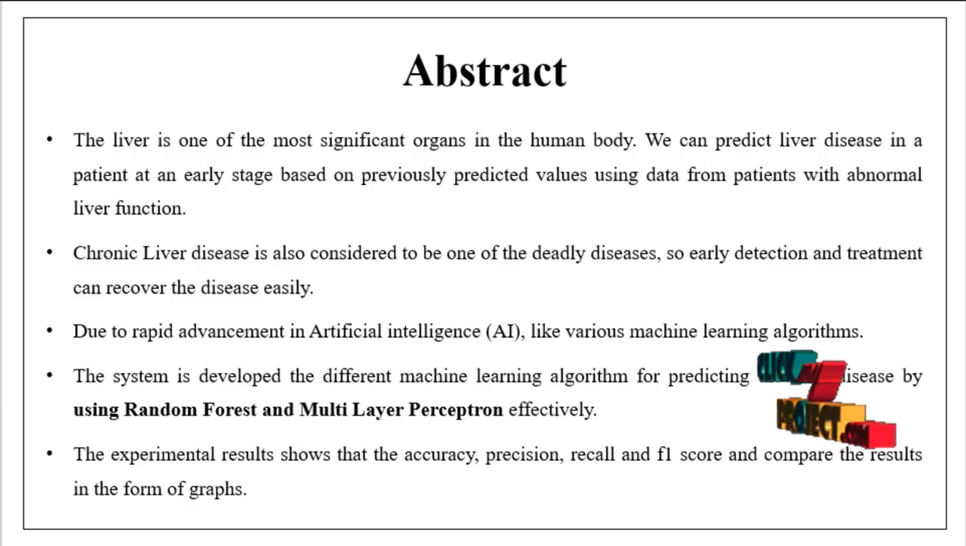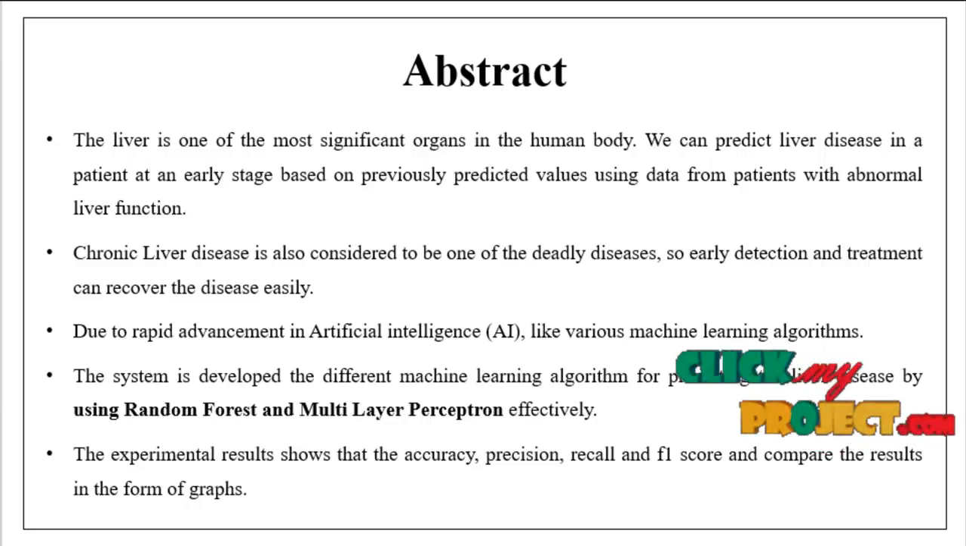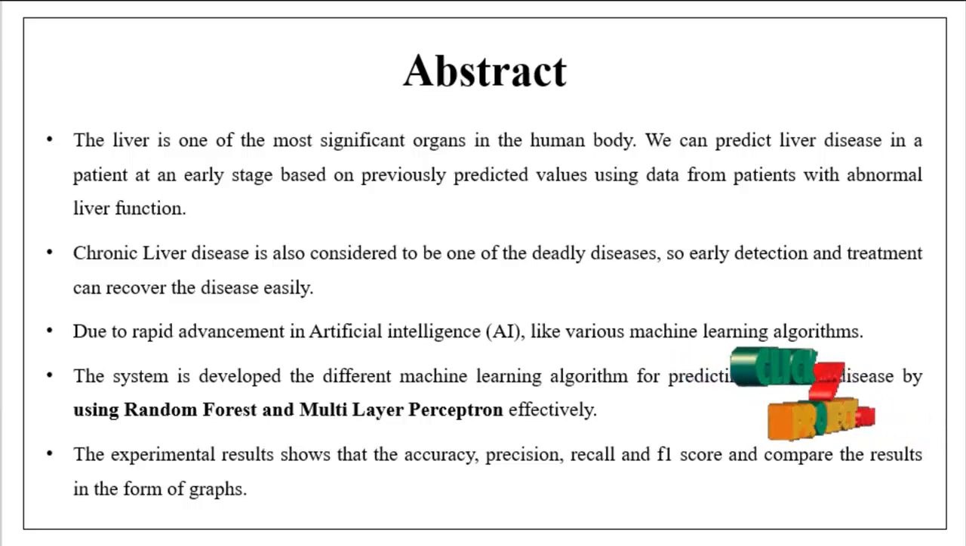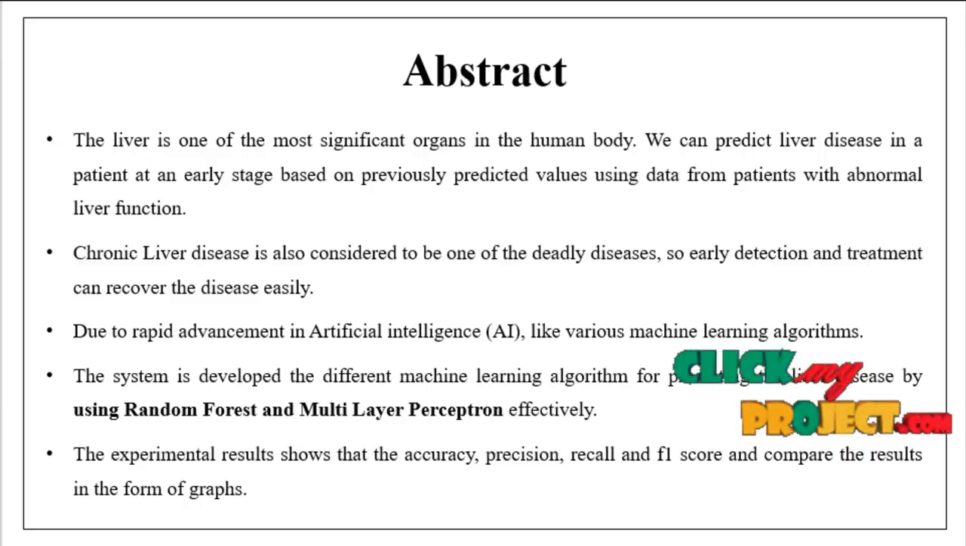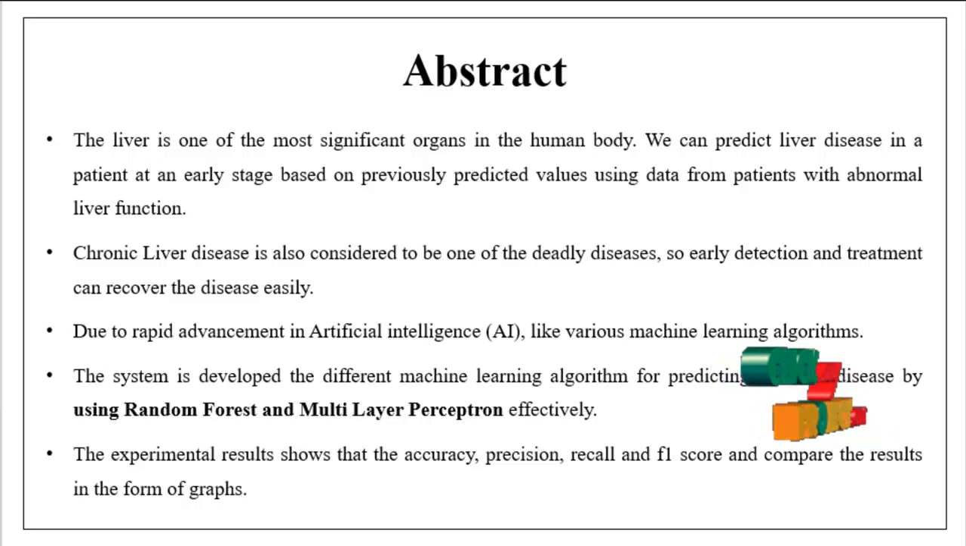Due to rapid advancement in artificial intelligence, like various machine learning algorithms, the system is developed with different machine learning algorithms for predicting liver disease effectively, such as random forest and multi-layer perceptron. The experimental results show accuracy, precision, recall, and F1 score, and compare the results in the form of a graph. This is the abstract of our project.